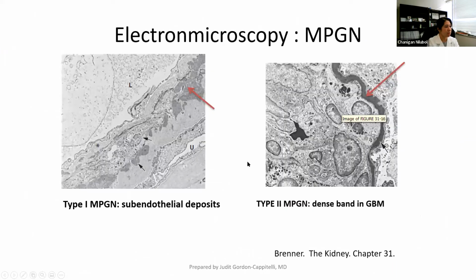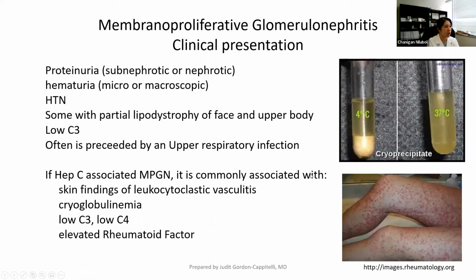I'm going to skip there and just go through. Typically they present with a combination of proteinuria and hematuria. It doesn't have to be nephrotic. Hypertension, and sometimes they have a low C3, particularly if they have cryoglobulinemia.